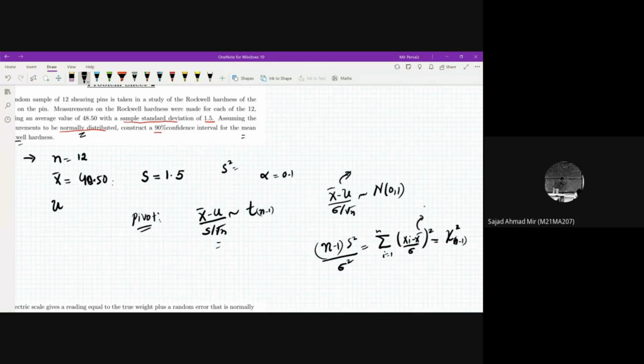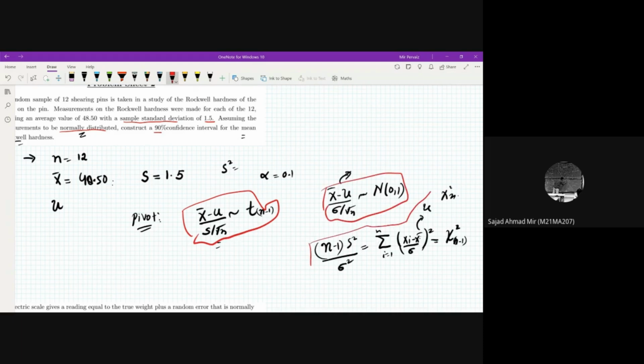In this case, you are just adding squares of standard normals. If this was mu here, then this would have been chi-square n. Now instead of the population mean, we are using the sample mean. Then 1 degree of freedom is lost because this mean can be expressed in terms of the data points. So this is what you have to remember. Before proceeding to any question, you have to decide which pivot to use for that question. So you have to take care of that.